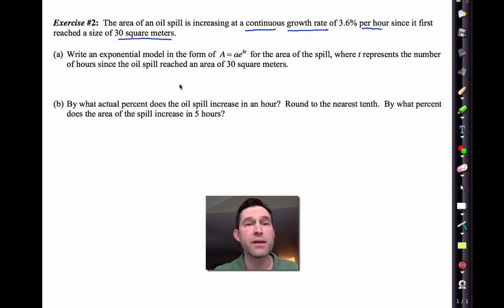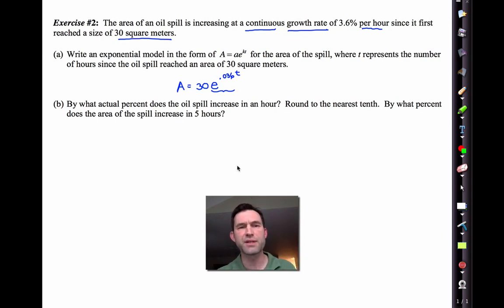It's really pretty easy. The area of the spill, well, A is our initial amount of anything, in which case that's 30, times e to the 0.036. We do not use 1.036. We literally use that rate in terms of a decimal. And again, what this is really saying is that we're multiplying by e to the 0.036 for every, in this case, hour that goes by.